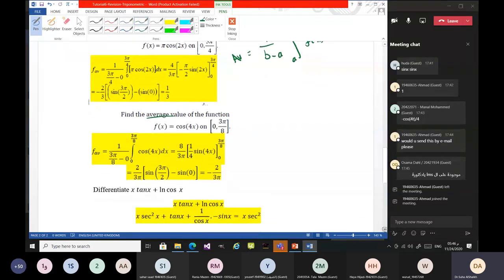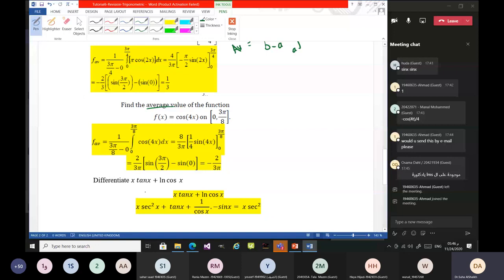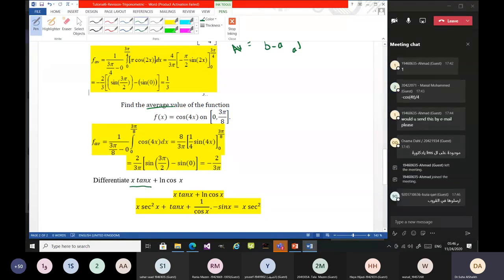And here they are asking you to differentiate. Pay attention, the function is x multiplied by tan x, which is a multiplication, and this one is ln of cosine x. Practice doing this and this.